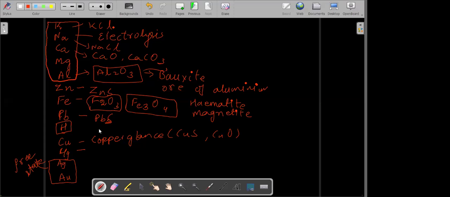Right? So in the next class, we'll continue with this extraction. So today we have seen how the metals occur. Some of the metals occur in their native states. Some of the metals occur in the form of their ores. Those which are high in the reactivity series can be separated by the process of electrolysis. We'll see how the ones which are at the bottom of the reactivity series can be separated.